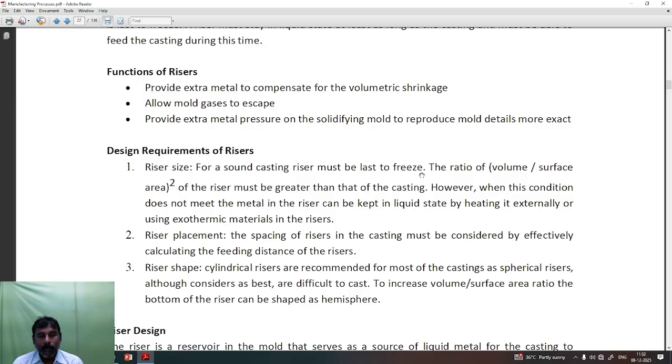Riser placement: the spacing of risers in the casting must be considered by effectively calculating the feeding distance of the riser. So riser shape: cylindrical risers are recommended for most castings, as spherical risers, although considered the best, are difficult to cast. To increase the volume to surface area ratio, the bottom of the riser can be shaped as a hemisphere.